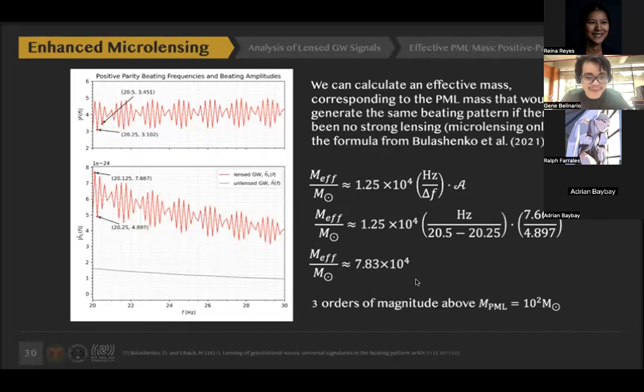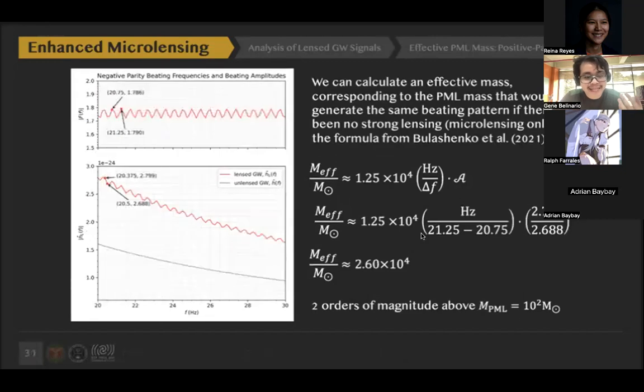And doing so, we will arrive at this ratio, M_F over M solar masses, equal to 7.83 times 10 raised to 4, which is effectively 3 orders of magnitude above our point mass lens. So in the case of lens signals from the positive parity side of the SIE, the effective mass of your point mass lens increases by 3 orders of magnitude. While for the negative parity side images, the effective mass you would get for your PML will increase by 2 orders of magnitude, as we can see here.